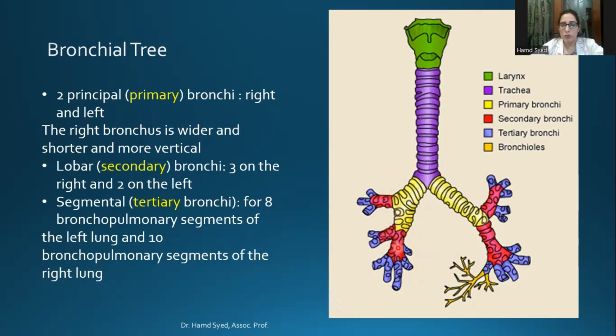You can see 1, 2, 3. These are 3 on the right for the 3 lobes of the right lung. And these are 1, 2 on the left for the 2 lobes of the left lung. Then furthermore, you can see the tertiary bronchi, which are in blue. These tertiary bronchi are also known as the segmental bronchi, and these are for the bronchopulmonary segments, which are 8 in the left lung and 10 in the right lung. Although considering the division of the further segments, we can also consider the left lung to have 10 segments, just as we are talking about the right lung having 10 segments.